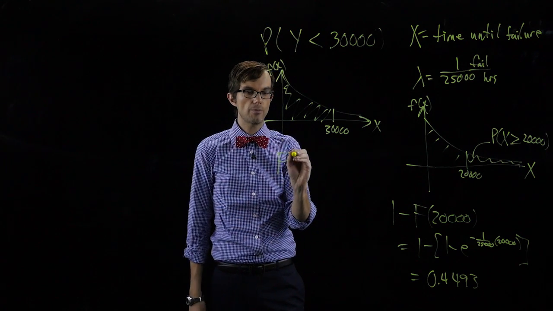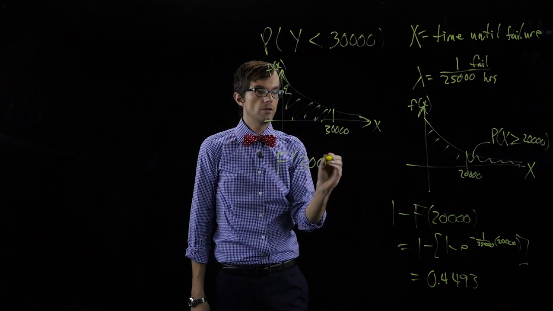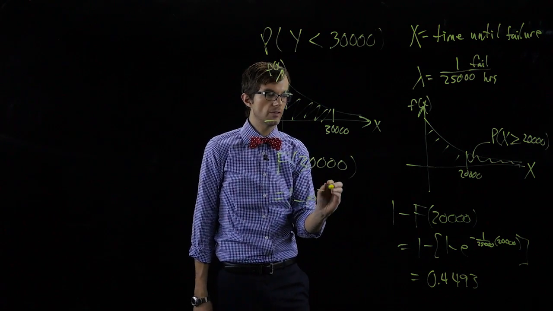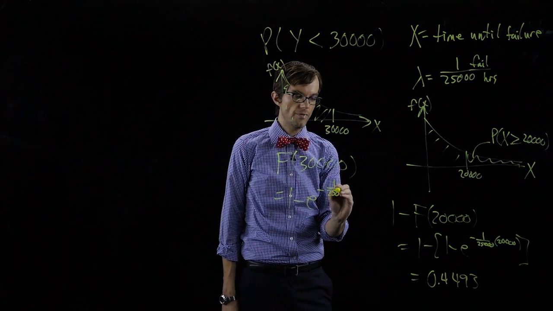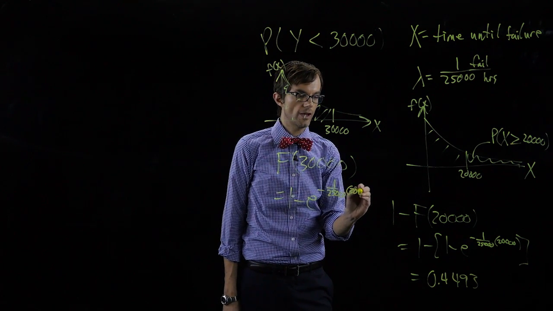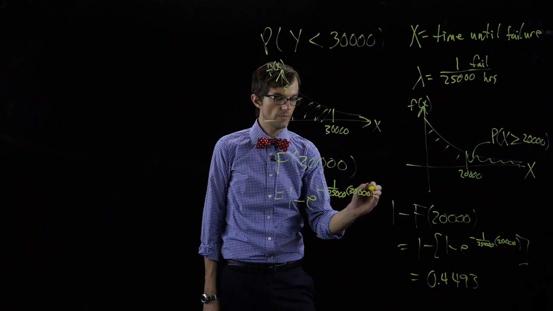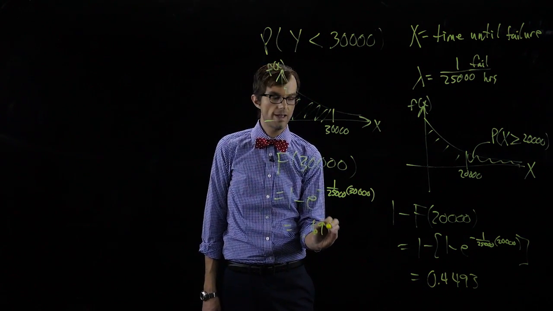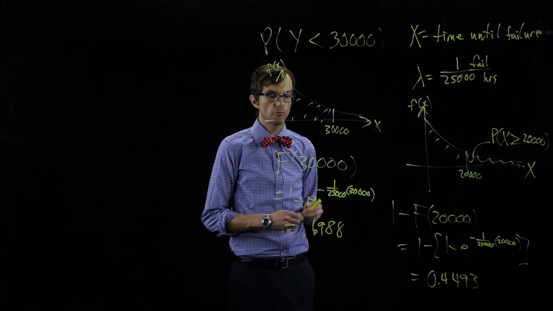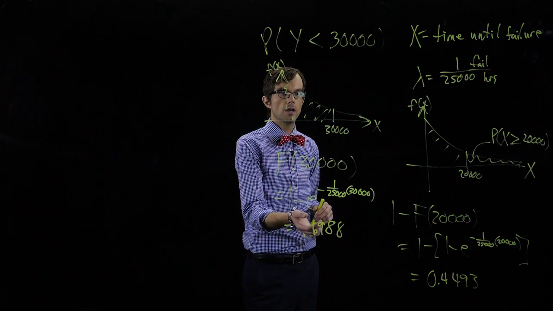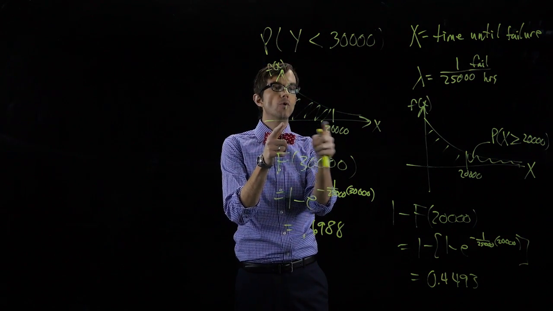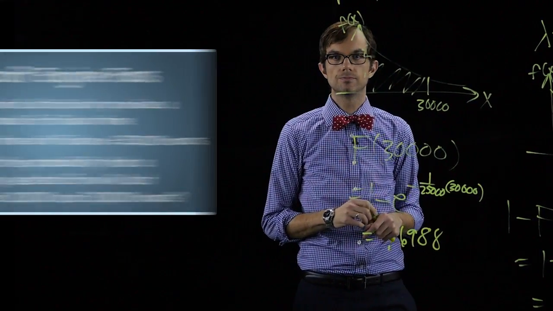That's the capital F of 30,000, which is 1 minus e to the minus 1 over 25,000 times 30,000. If we do that, we should get 0.6988. So roughly 70% of our engines are going to last at most 30,000 hours.